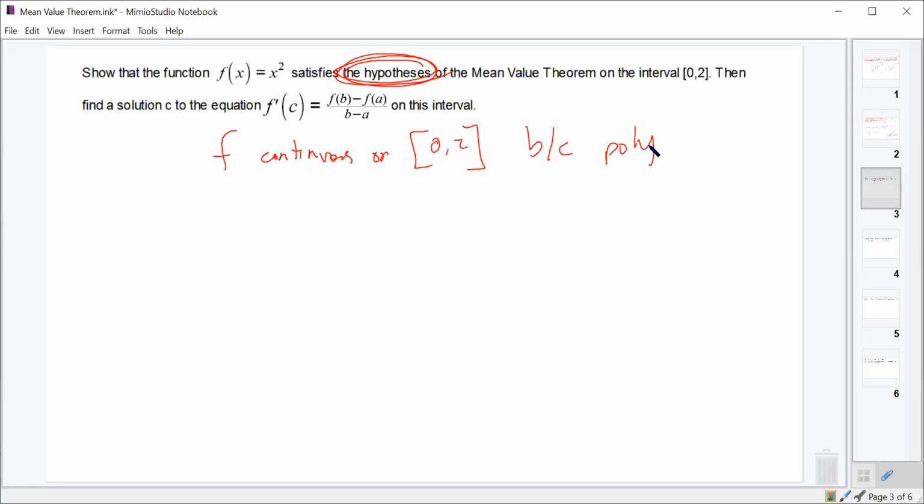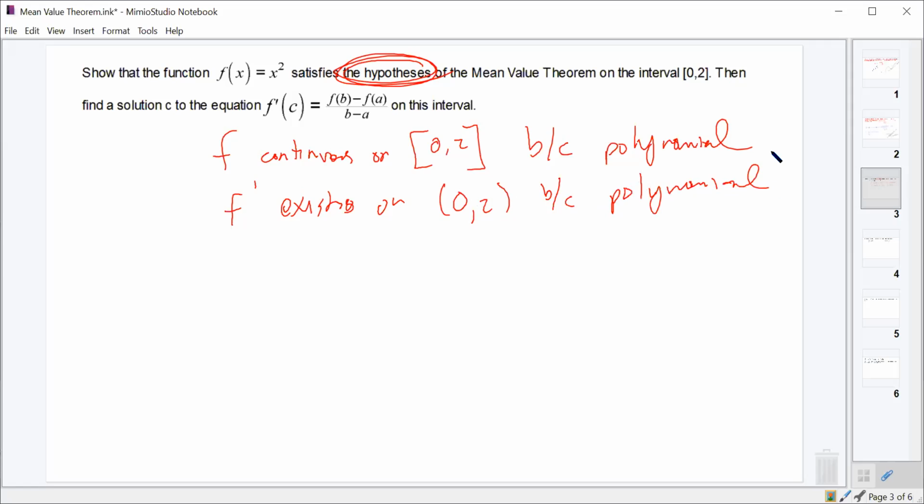Okay, good. And we also then have to state that f prime, the derivative, right, it's differentiable, so f prime exists on the open interval 0 to 2. And well, that's also true because it's a polynomial, its derivative is a polynomial, and polynomials just always exist, no matter what x values you plug in. So now we can find our derivative. What's the derivative? What is f prime of x?